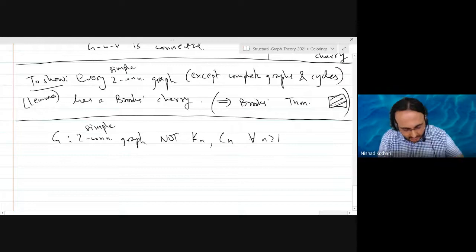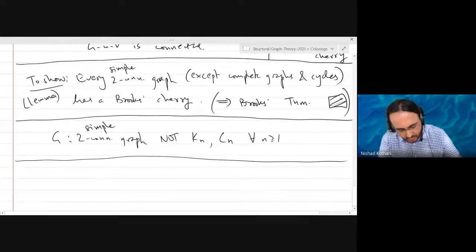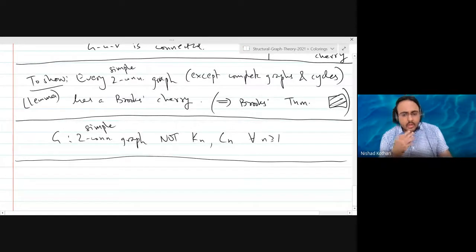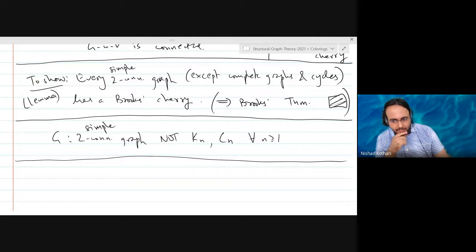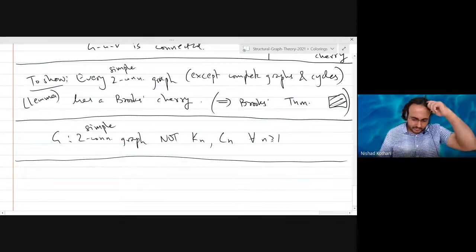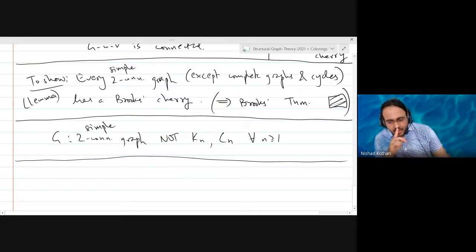Good. So let's start. We are going to make use of some of your assignment problems and some of your do-it-yourself exercises. I will tell you which ones we are using, when we are using them. There are two possibilities, first of all. Either your two connected graph has a vertex of degree at least 3 that is not universal, or it doesn't have such a vertex, right?